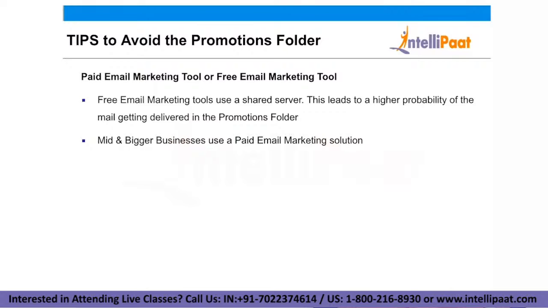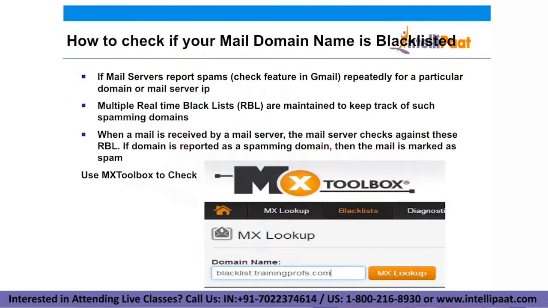But always ensure with your ESP that you have a dedicated IP, and just keep telling them in between to share the IP reputation score, whether it's good, it's bad, or it's neutral. So how to check if your mail domain name is blacklisted or not, right?